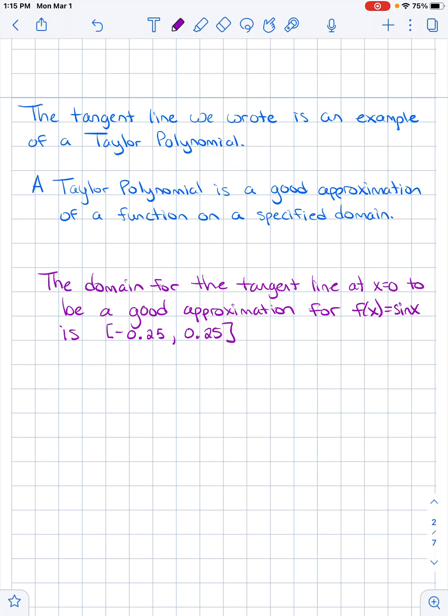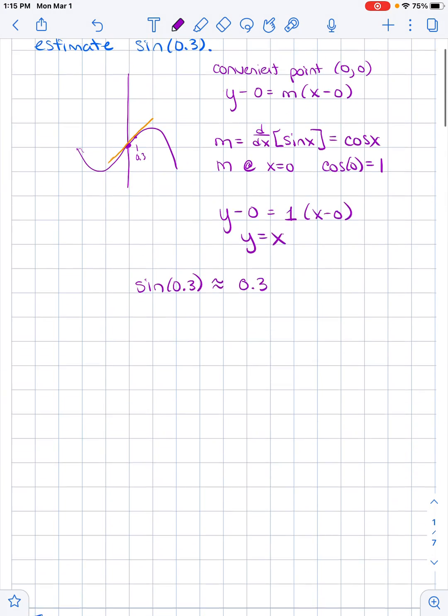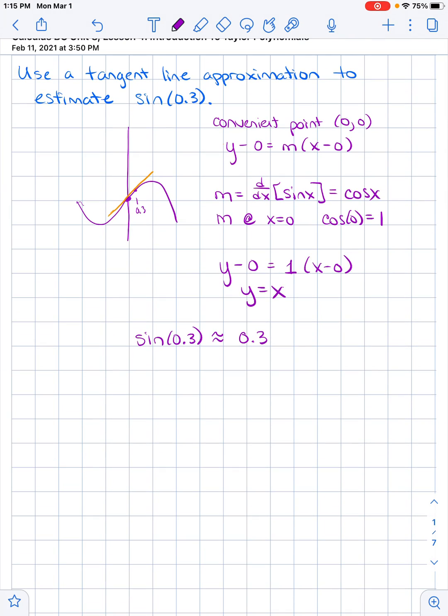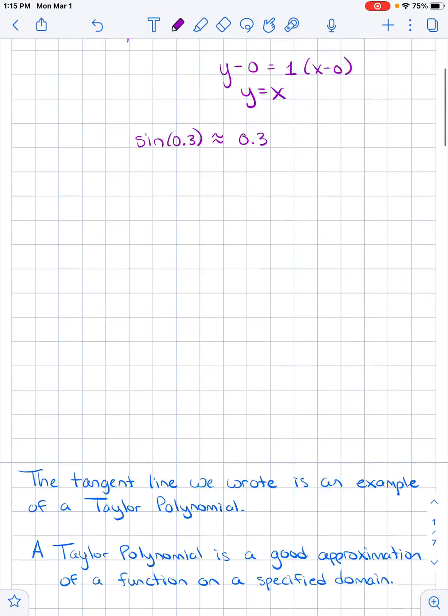So what we call this is the interval of convergence. And it's just for this tangent line. It's going to change as we add more values to our polynomial. But we're saying we could use this tangent line at x equals 0 and be pretty confident between negative 0.25 and positive 0.25. Now, that being said, we used it to approximate 0.3, which is just outside of what we thought was a good fit. But it's a decent approximation. It's good enough for right now.